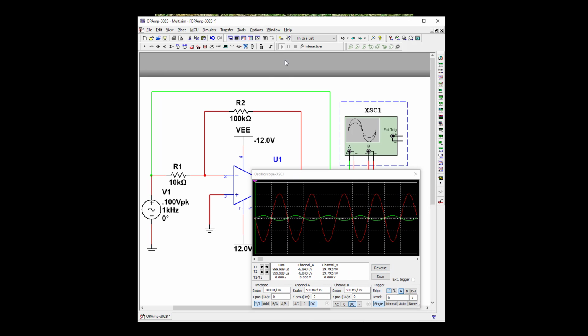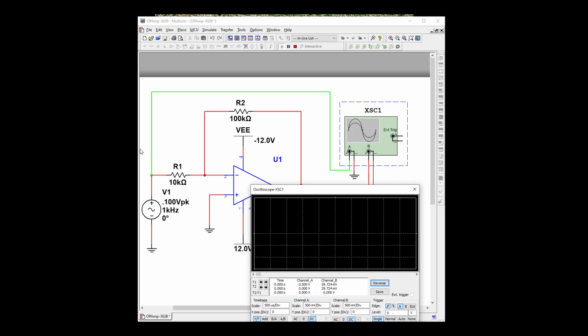And let's start. And let's go ahead and make sure that we have the same scale, and we do. So green would be our input and red would be our output. So let's use our cursors.